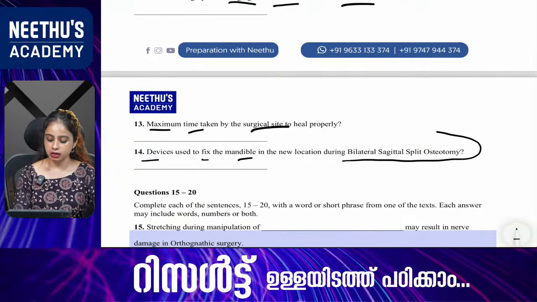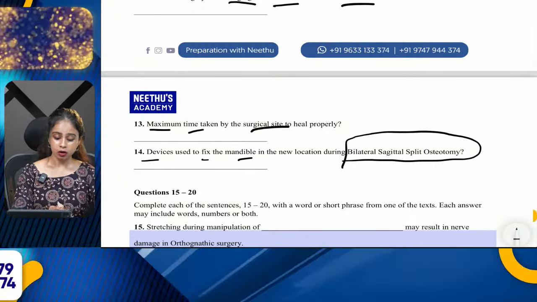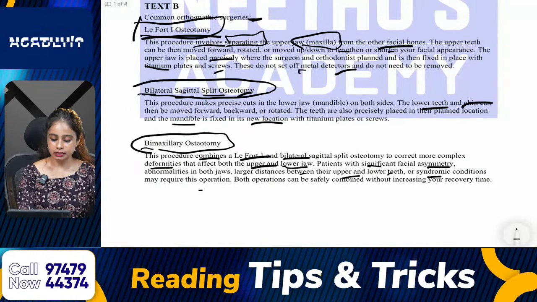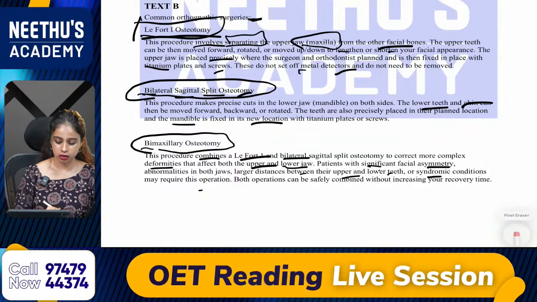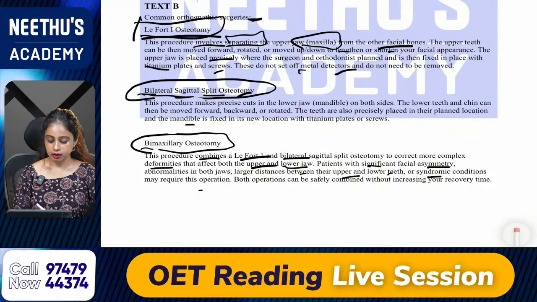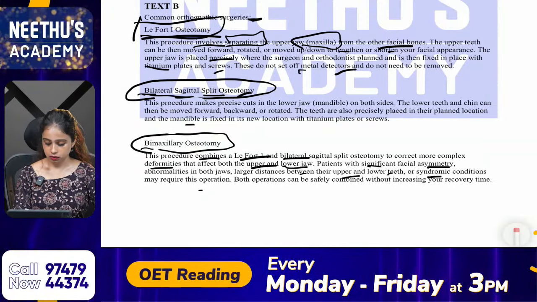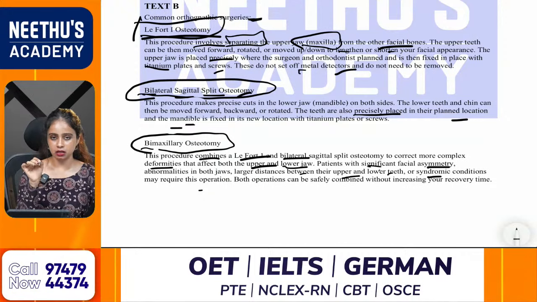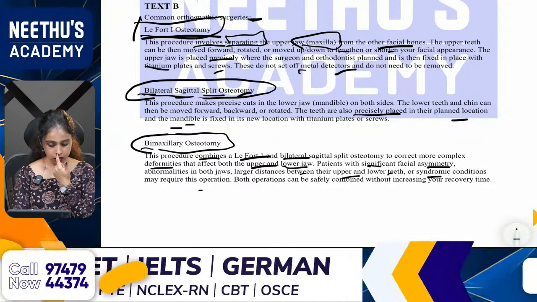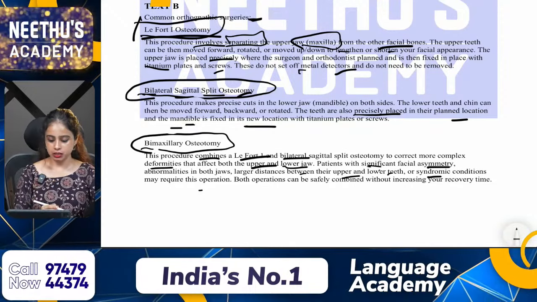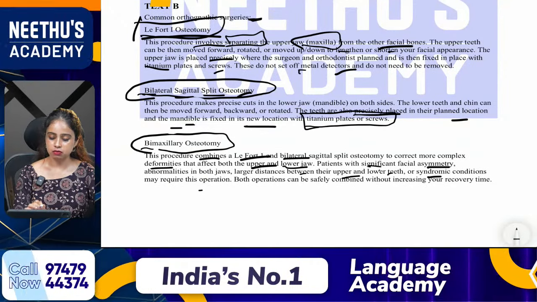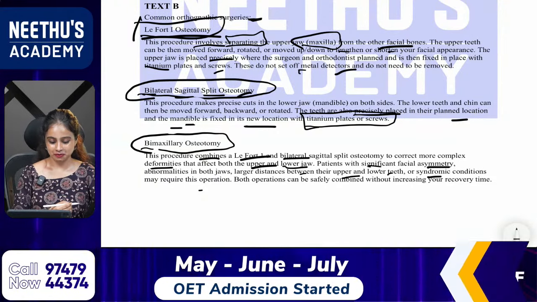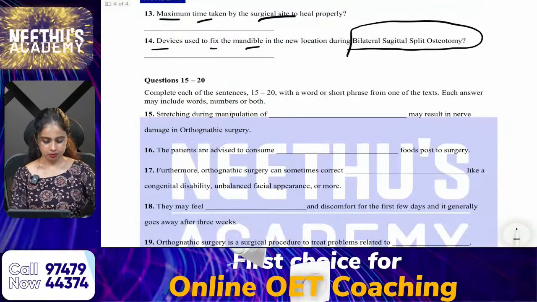Okay. Then the 14th one, devices used to fix the mandible in the new location during bilateral sagittal split osteotomy. So, that particular name of the surgery is mentioned in text B. Okay. So, that is bilateral sagittal split osteotomy. So, any idea what is the correct answer here? See the last line. The teeth are also precisely placed in their planned location, and the mandible, these are the keywords from the question, is fixed in its new location, another keyword from the question, with titanium plates or screws. So, that answer is titanium plates or screws. Okay. That is the answer.